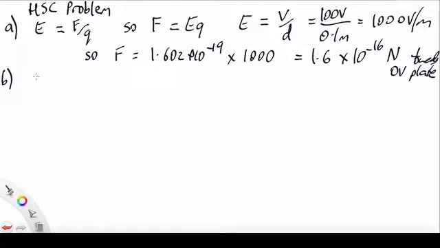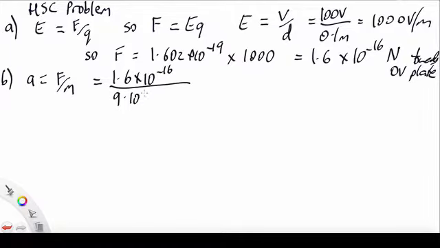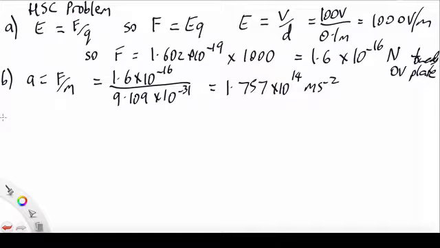So the next thing we need, if we're to treat this as a projectile, we need to know the acceleration, which is force over mass, just Newton's law there. So we have 1.6 by 10 to the minus 16 over 9.109 by 10 to the minus 31 kilograms, which gives us 1.757 by 10 to the 14 meters per second squared. And we always keep a couple of extra significant figures right until the end.